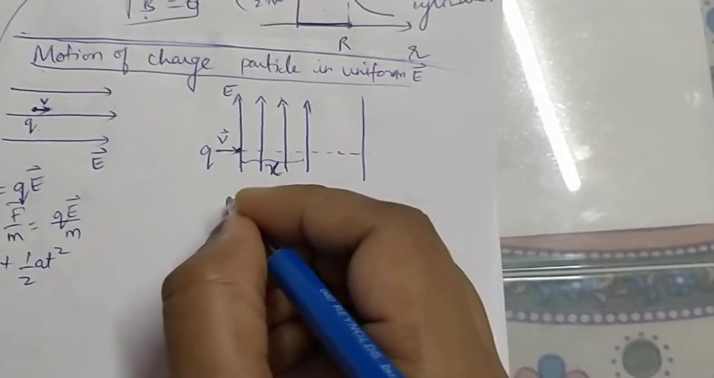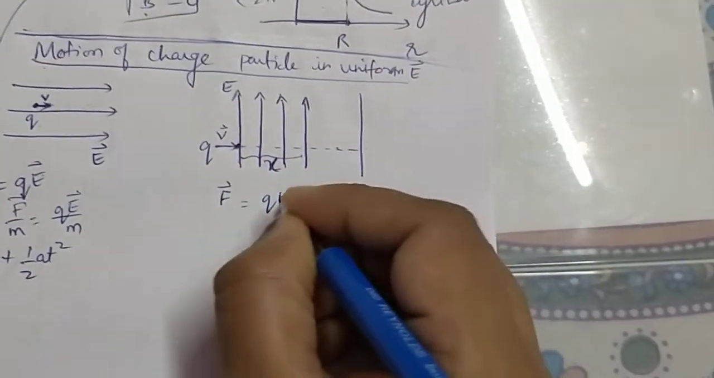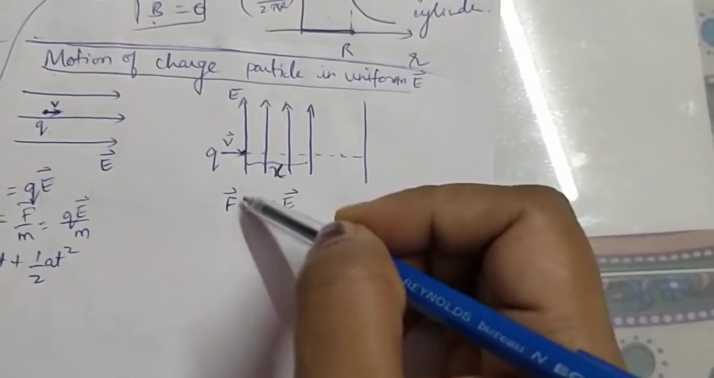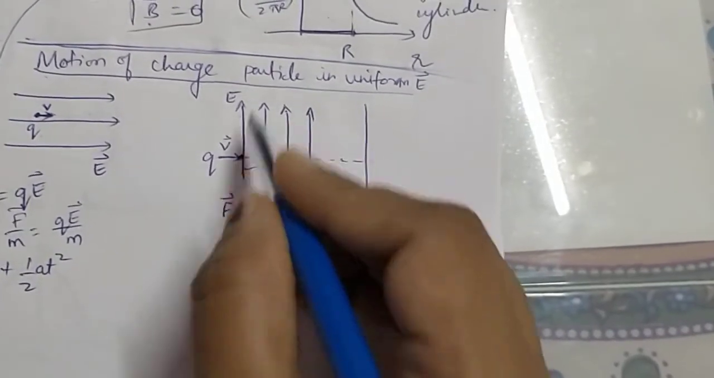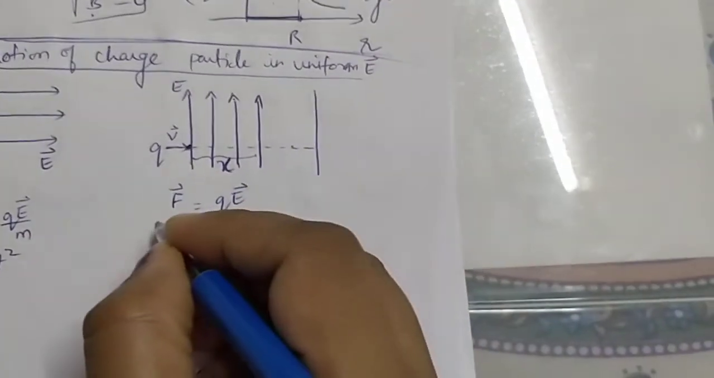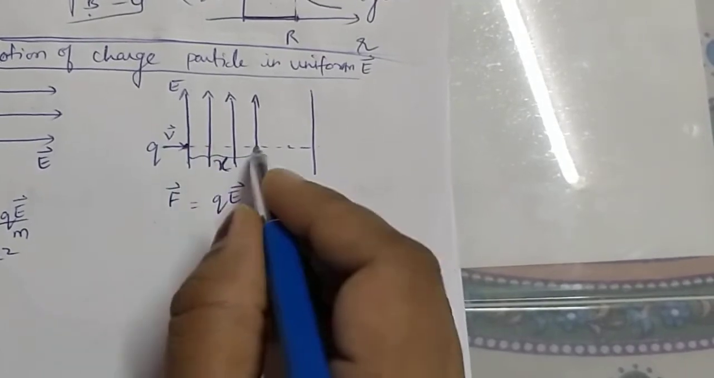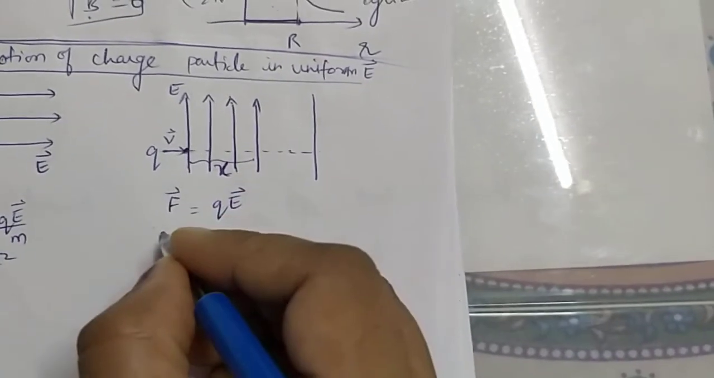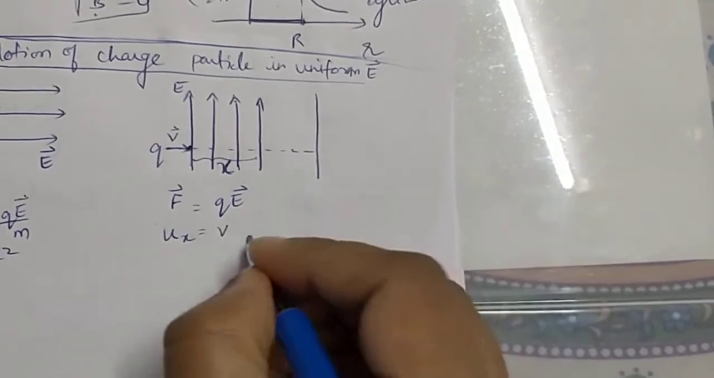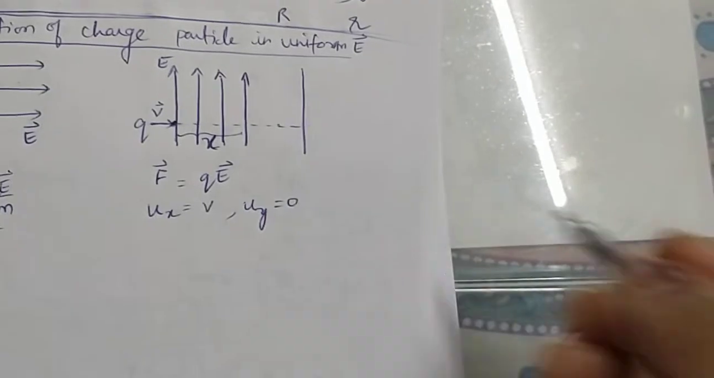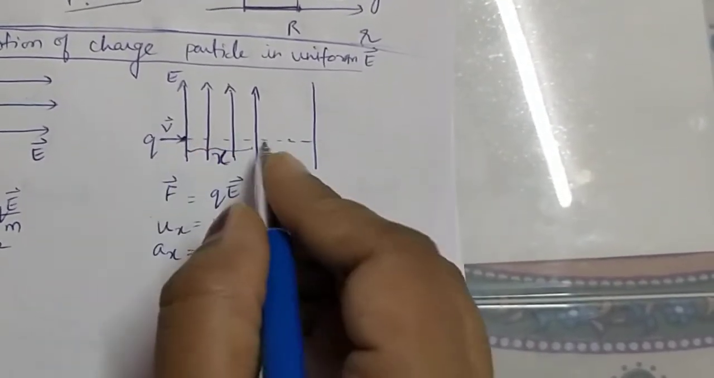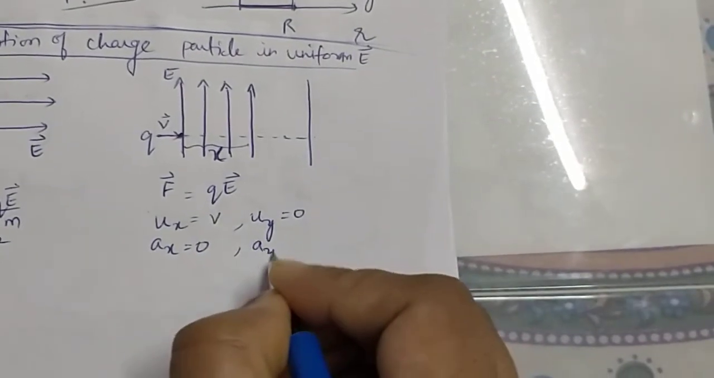Why? Because the force acting on the charged particle will be QE, which is in this direction if it is a positive charge, and for a negative charge, this is the direction. So there is a force acting in this direction, while the motion was in this direction. Initially the particle was moving completely along x-axis: initial velocity along x-axis was V, and along y-axis was 0. Acceleration along x-axis is 0, as there is no force acting in this direction, but acceleration along y-axis is there.